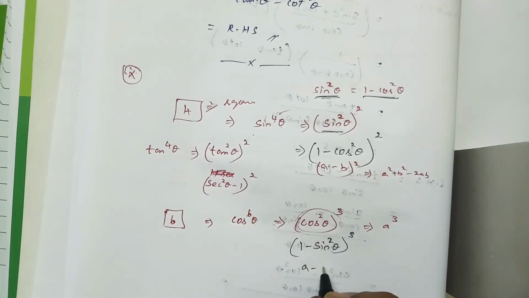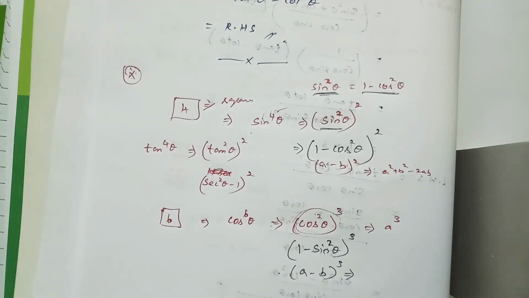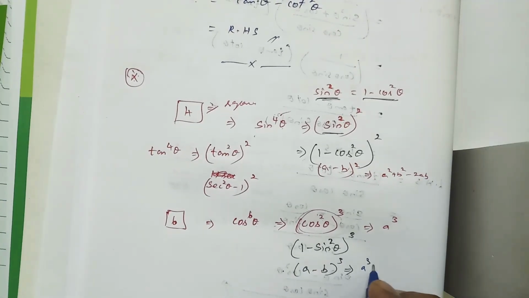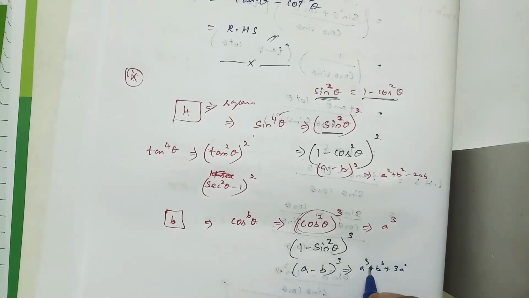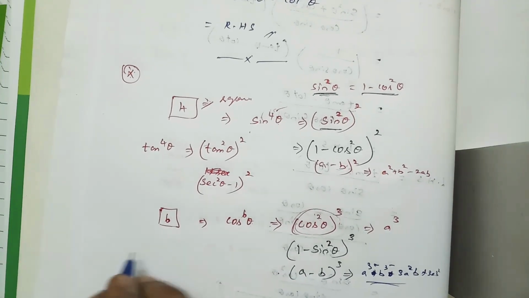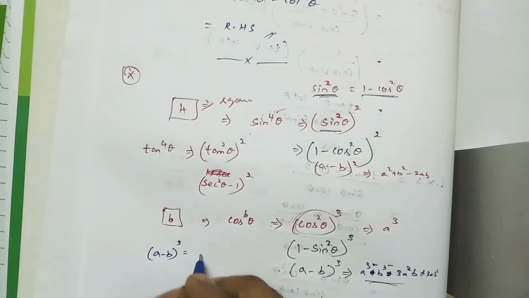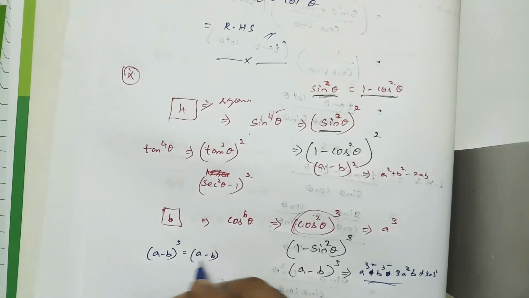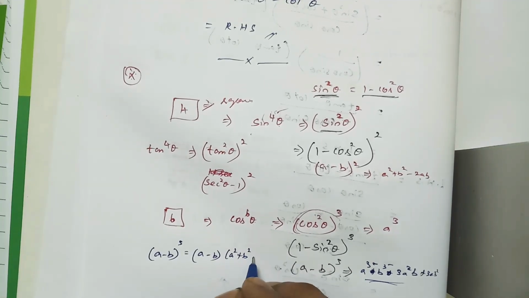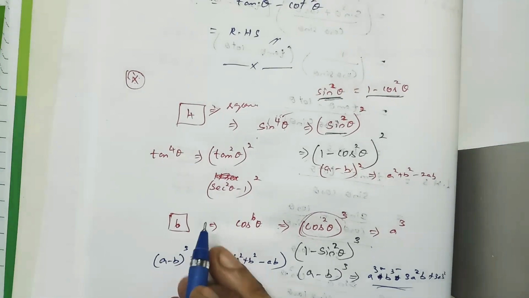How will it be? A minus b the whole cube. Already we know the formula. What is the formula of a minus b the whole cube? A minus b the whole cube is equal to a cube minus b cube minus 3a square b plus 3ab square, right? And one more formula we have: a cube minus b cube is equal to a minus b into a square plus b square plus ab. And this is one kind of sum, right?